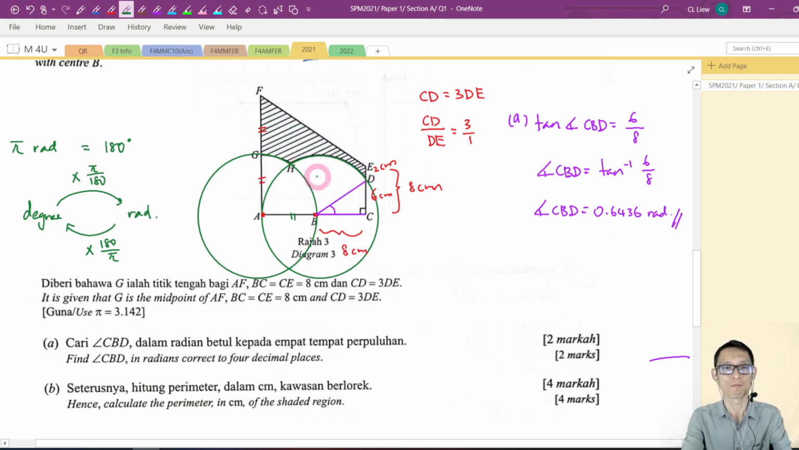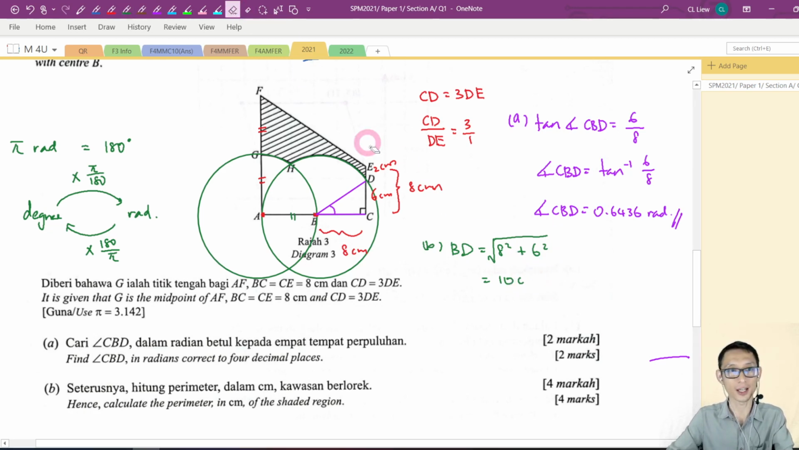Okay, so how do we find the radius of these two circles? So now you see a right angle triangle, right? So we can find BD by using Pythagorean theorem. So BD is equal to the square root of 8 squared plus 6 squared, which is equal to 10. This is 10 centimeters. Okay, now we know that the radius of the circle is 10 centimeters.